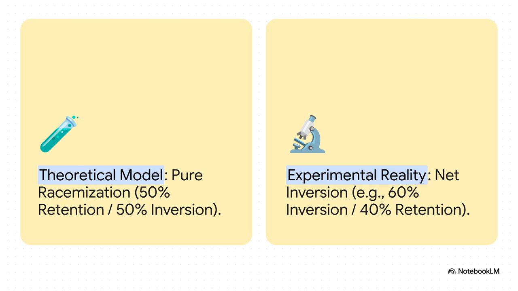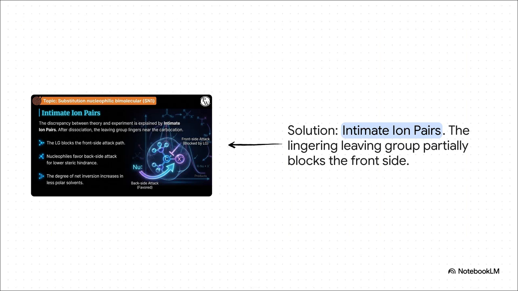So what's going on? And the answer is just so elegant. It's a concept called intimate ion pairs. It turns out that leaving group doesn't just vanish into thin air. For a split second, it kind of hangs around, physically shielding the front face of the molecule. It's like an awkward ex lingering at the front door. That partial blockage just makes a backside attack slightly more likely, which perfectly explains why we get more inversion. It's some seriously cool chemical detective work.